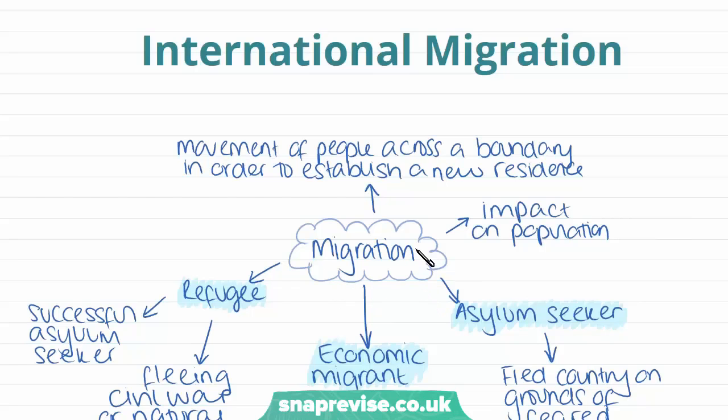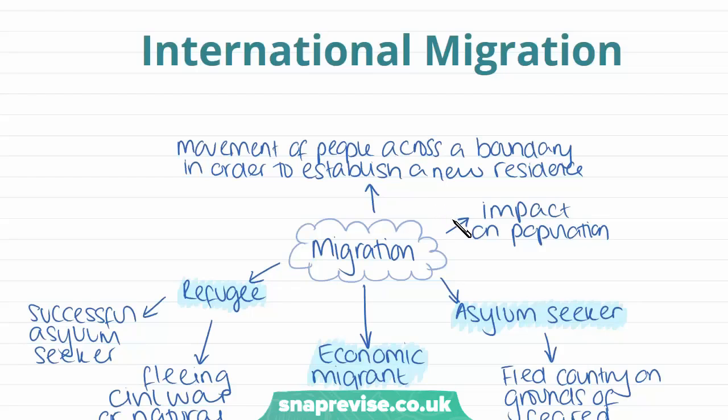The geographical definition of migration is the movement of people across a specified boundary in order to establish either a new permanent settlement or a semi-permanent residence. Migration can take place at a variety of scales and is a result of a number of factors, which we're going to look at in this video.